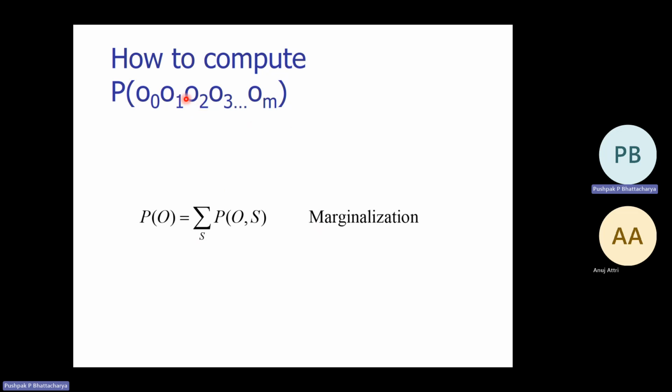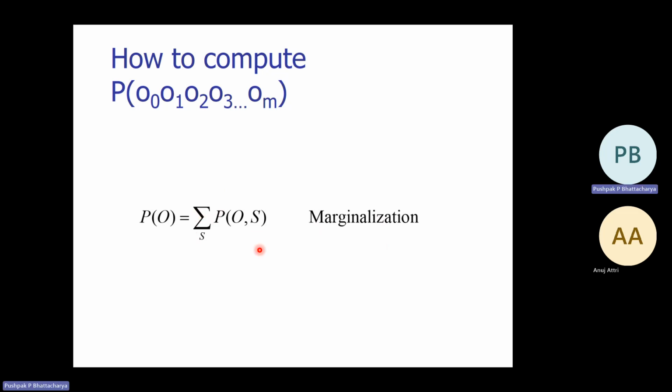But the thing is that you don't have these probability values in a hidden Markov model. In a hidden Markov model, all you have is transition probability and observation probability. So if the underlying machinery is a hidden Markov model, then you have to make use of transition and observation probabilities. Can this be done? Yes, it can be done by a powerful concept called marginalization.